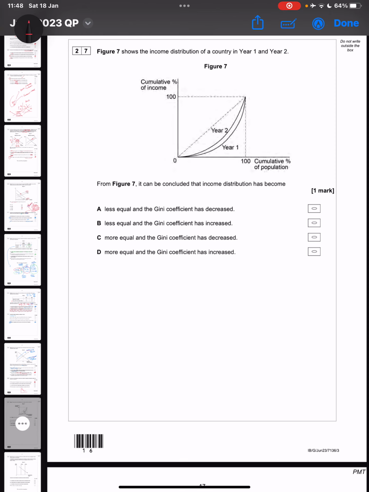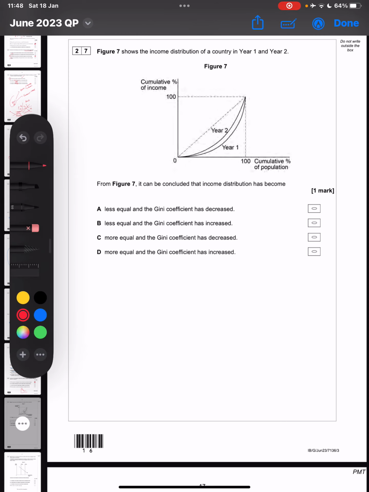Here we have a Lorenz curve. It can be concluded that income distribution has been, so year one, it was further out and it's shifted in. This is what happens when you get more equal. Why? Because the line of equality is this one here in the middle, so you're getting closer to the line of equality.